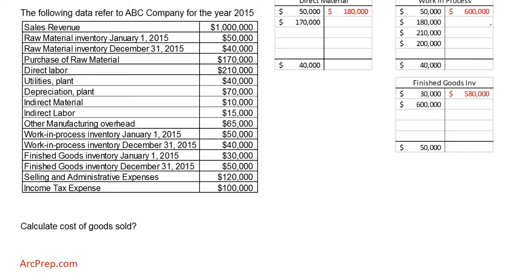Now, transfers out, as we've seen from the previous example in question 4, transfers out from work in process is transfers in to finished goods inventory. So we are finishing these goods, they are finished goods, 100% complete, and we are sending them to finished goods inventory. Now, the beginning balance of finished goods inventory was $30,000 and the ending balance was $50,000. Now I know that transfers in is 600,000.